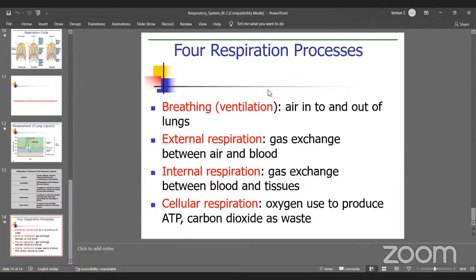Next, cellular respiration: oxygen is used to produce ATP, with carbon dioxide as waste. ATP means adenosine triphosphate. So this is the respiratory system of human beings.